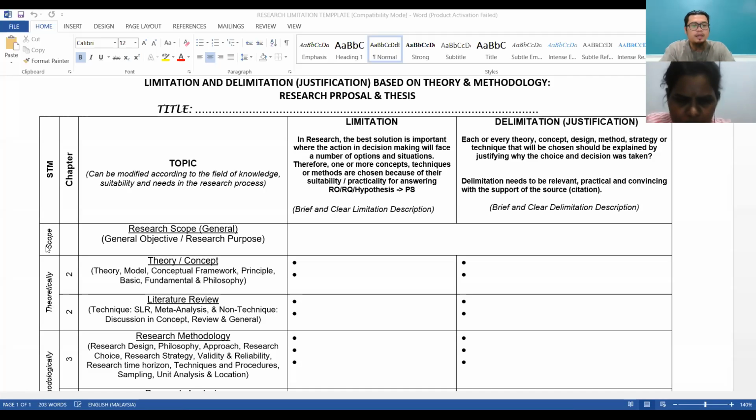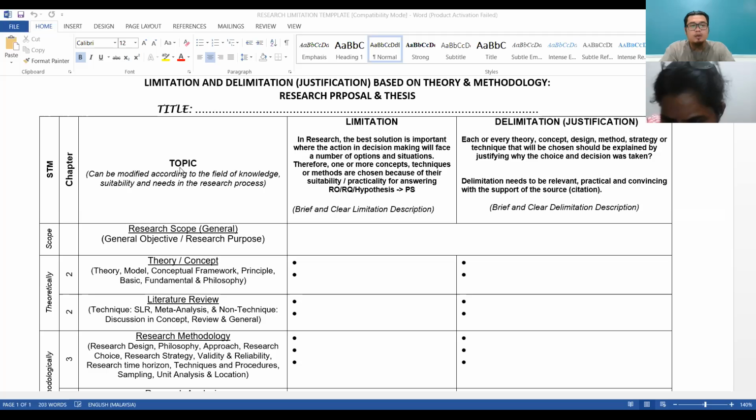We have scope, theoretical and methodological. Regarding this, we also need another column, which I put here as chapters. In order to come up with the limitations of your study, we relate to your Chapter 2 and Chapter 3. But in this part, Chapter 1, you need to be clear about the theory and methodology. That's why theory is in Chapter 2 and research methodology is in Chapter 3.